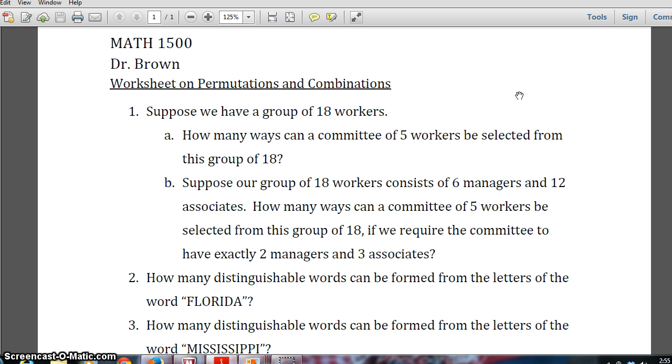The first question says, suppose we have a group of 18 workers. How many ways can a committee of 5 workers be selected from the 18? The second one, same 18 workers, but now it's 6 managers and 12 associates, and we want to form a committee of 5, but now we need 2 managers and 3 associates. So it's a specific kind of committee, so we should get a smaller answer for part B than we do for part A. So let's see how we do this.